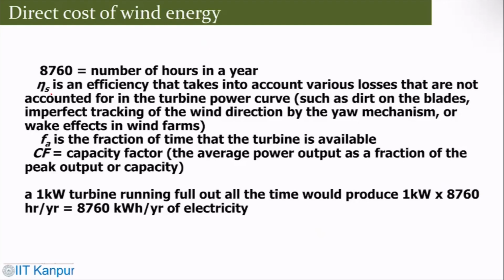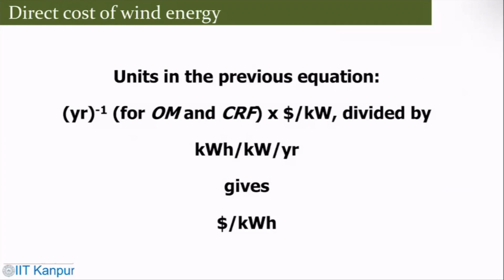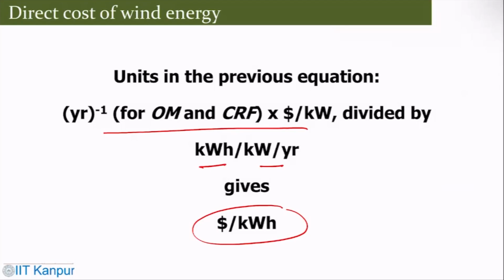So obviously that is also taken into account. Then the capacity factor is the average power output as a fraction of the peak power output of the capacity. And then the kilowatt turbine. So you can do these cost calculations in that way, and that gives you cost per kilowatt hour, or some dollars per kilowatt hour, or if it is in another currency, something like that.